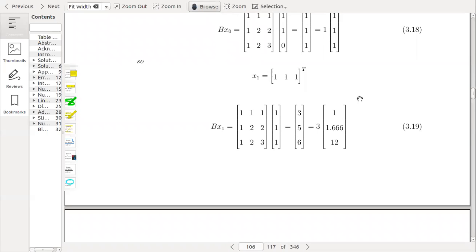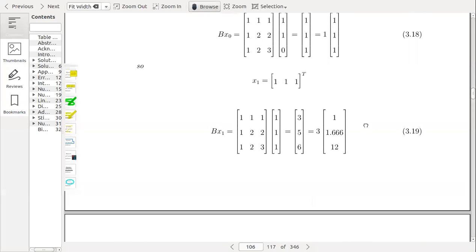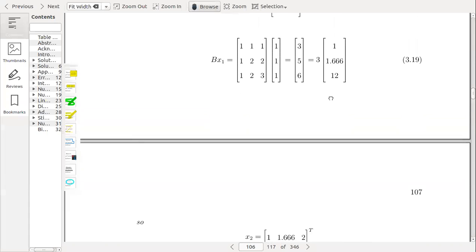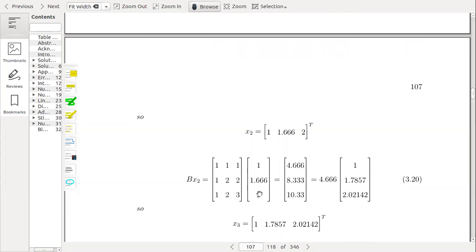we can take a common value. Here we are actually taking the lower value, not the highest value. So we have to take common the lowest value. So 3, we will get 1, 1.66 and 2. Then we multiply this vector 1, 1.66, 2 by the matrix, and we will get 4.666, 8.333 and 10.33.